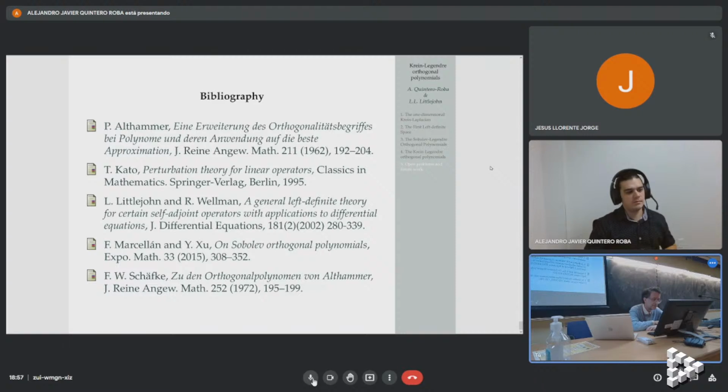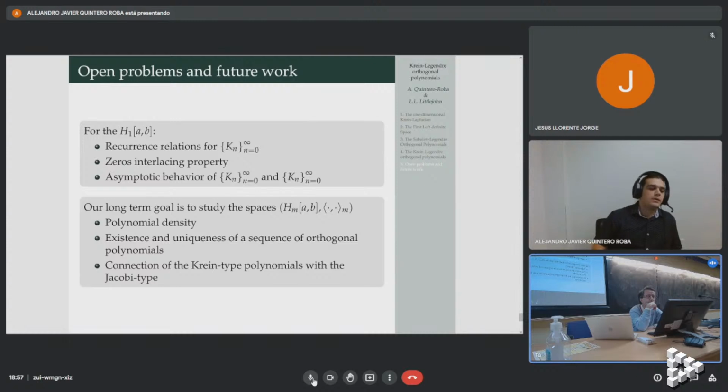Hola, gracias por la charla. Una pregunta sobre estas propuestas de trabajo futuro. Cuando hablas de densidad polinomial en estos espacios de Hilbert HM, ¿tienes alguna conjetura de qué crees que puede pasar? De si crees que hay algunos para los que sí van a ser densos y otros para los que no.